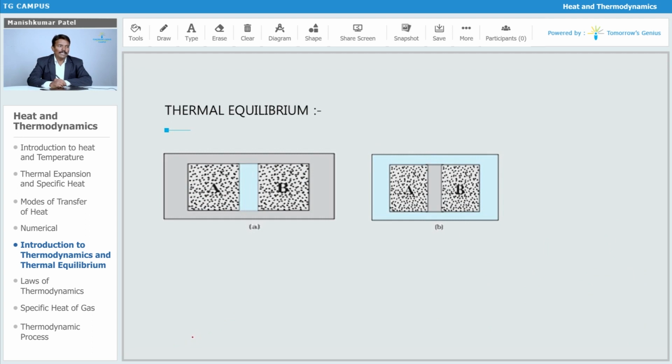This is how we have shown thermal equilibrium: A and B are two systems which consist of gases in these two chambers. If I place, let's say, a diathermic wall, then definitely there is a flow of heat from one to the other based on temperature, and this flow of heat continues until finally the temperature of these two chambers is the same. This is called thermal equilibrium in this particular case.